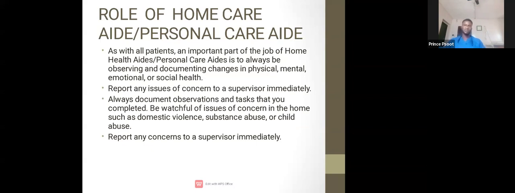Observation and documentation. Why? The patients may, at the time of commencement of care, not have an emotional crisis. But over time, due to some environmental factors, social factors, or even personal feelings, they may begin to develop emotional issues that could affect them mentally. We are to be observant to know how a patient is doing.